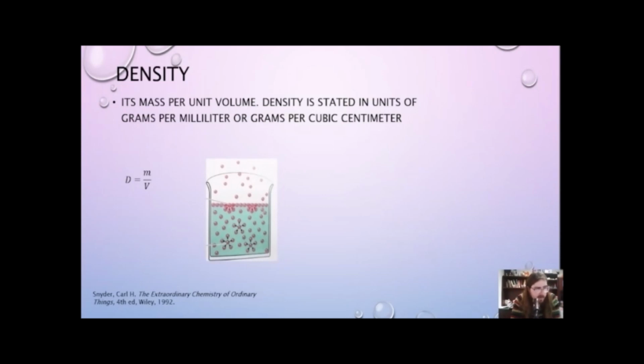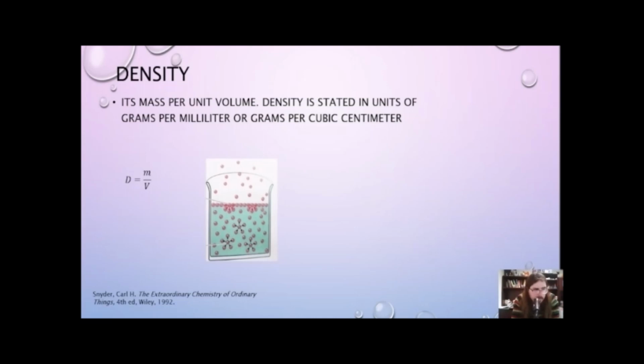A block of lead is incredibly dense. Density is simply calculated as mass over volume. We're not going to really worry about that so much, but know that you will be able to calculate that. Everything floats on water so long as its density is less than that of water, which is typically 1 gram per cubic centimeter. Anything with a smaller density will float. Anything that is heavier will sink.